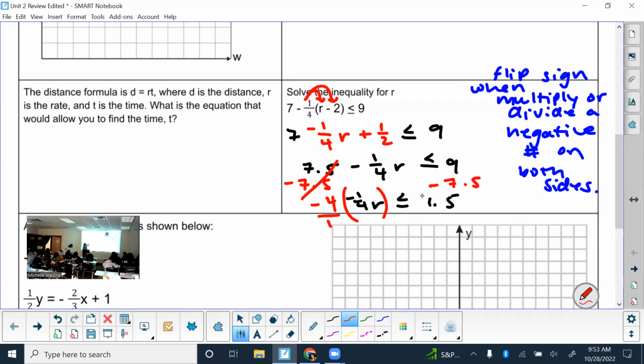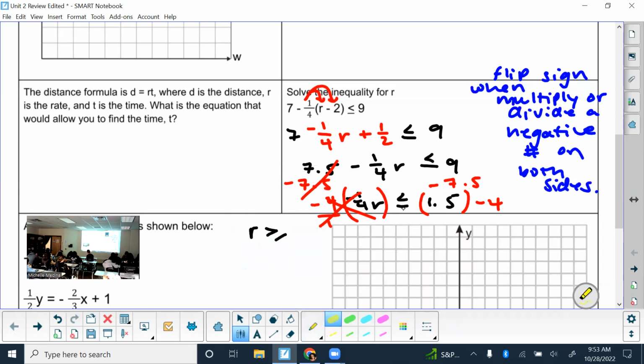And whatever you do on one side, do to the other. So that gets the R alone. Do I need to flip the sign for that? Yes, because I multiplied a negative on both sides. So the sign will flip.